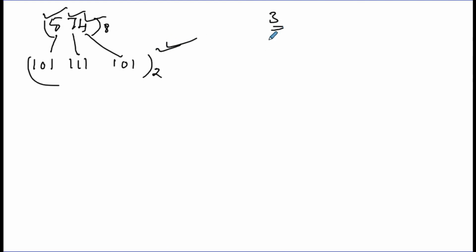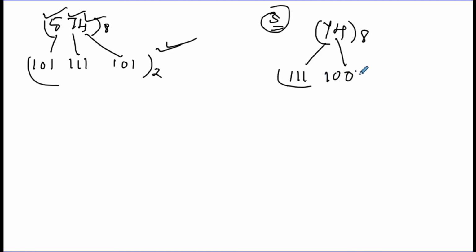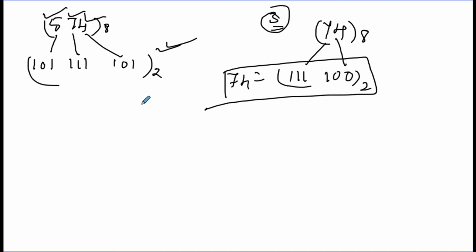One more example I will take. You remember this, 74. If 74 is given in octal form, how to convert it into its equivalent binary? Very simple. 7 means what? 111. 4 means what? 100. Yes, this is the equivalent binary number for 74. I hope this is clear to you, how to do conversion from octal to binary.